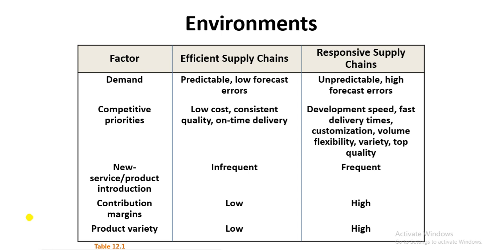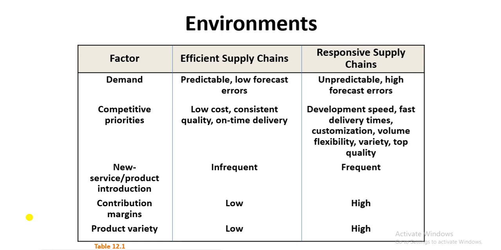Moreover, there is a third factor which is called the new service or the product introduction. Normally, we will choose the efficient supply chain if you are not producing too many products for the customers. You are dealing only with a small number of products, and there is no introduction of new products very frequently. Whereas you are supposed to follow the responsive supply chains if you are dealing with an industry where the product introduction is very frequent.